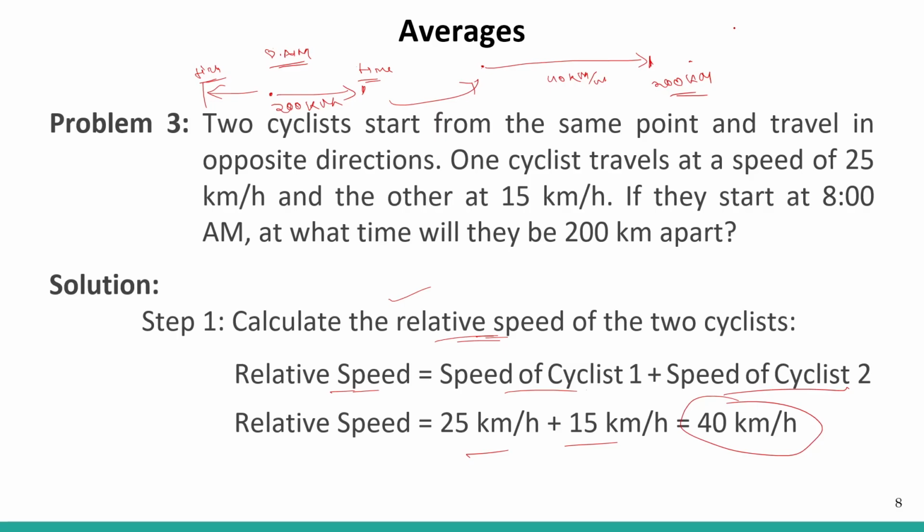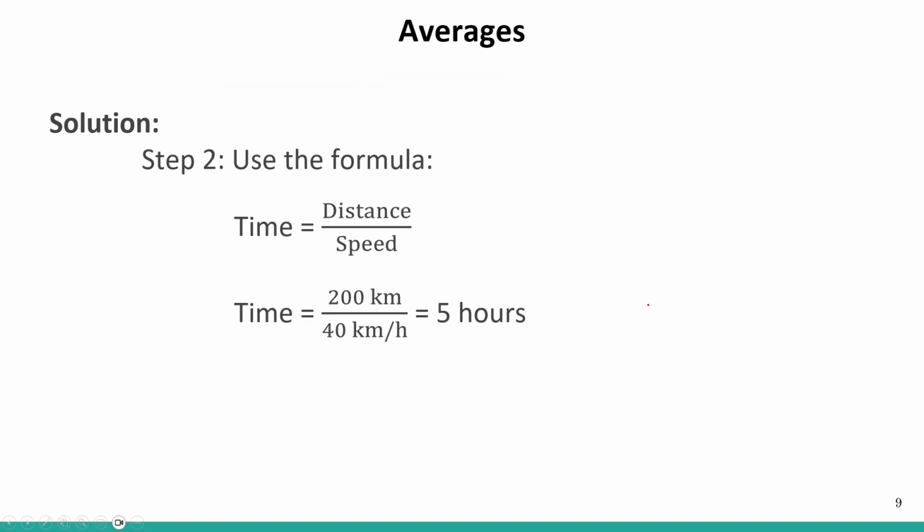This problem will be solved by this formula. Speed is equal to what? Distance by time. So time is equal to distance by speed. It will be equal to distance, 200, by 40. So this is equal to 5. So 5 hours it will take. So 8 a.m. plus 5 hours is equal to 1 p.m. Right? So the time will be 1 p.m.